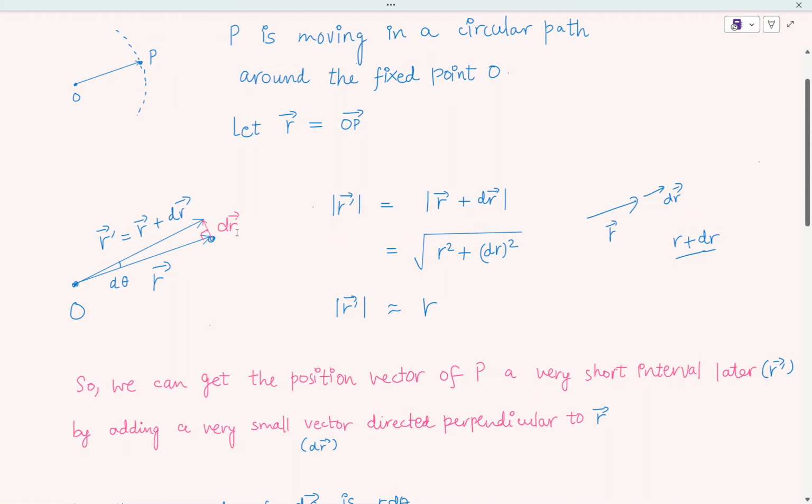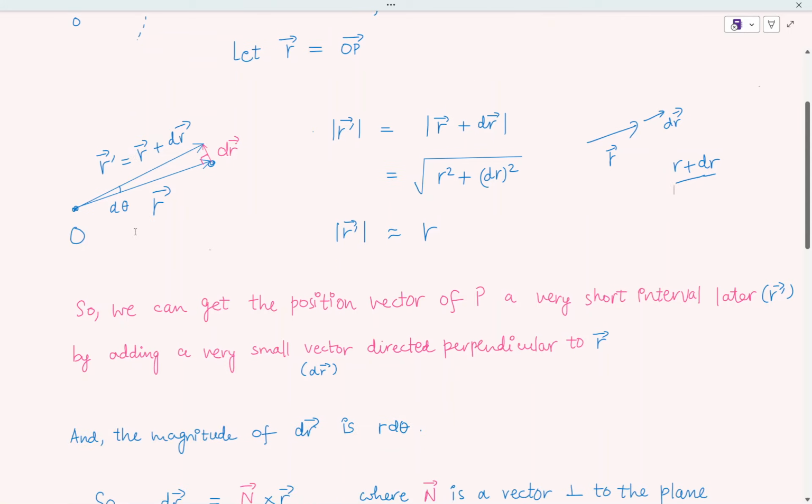तो मैंने एक dr vector ऐड किया perpendicular to R, उससे मेरे को R prime मिल गया, right? So what this means is we can get the position vector of P a very short interval later by adding a very small vector directed perpendicular to the original position vector. तो ओरिजिनल पोजिशन वेक्टर कुछ R है किसी इंस्टेंट पे पॉइंट P का, अगर मैं उसमें एक छोटा सा वेक्टर ऐड कर देता हूँ परपेंडिकुलर टू दिस R वेक्टर, तो मेरे को P का पोजीशन वेक्टर मिल जाएगा थोड़े छोटे से टाइम इंटरवल बाद। Why can I say this?